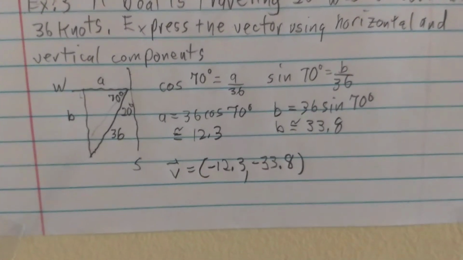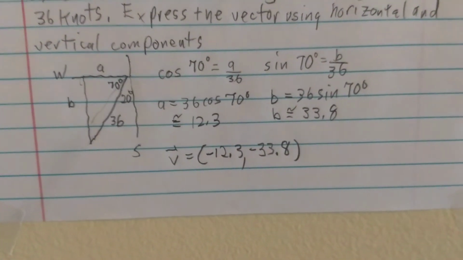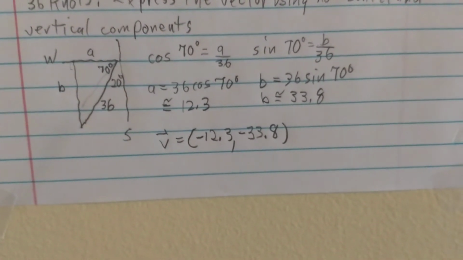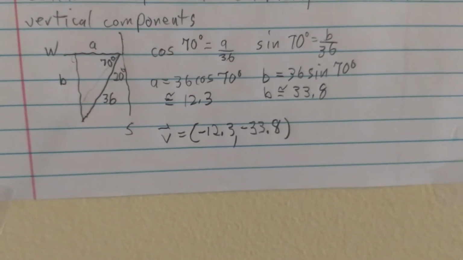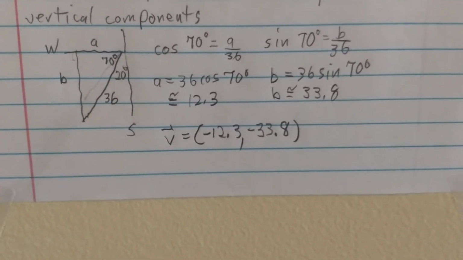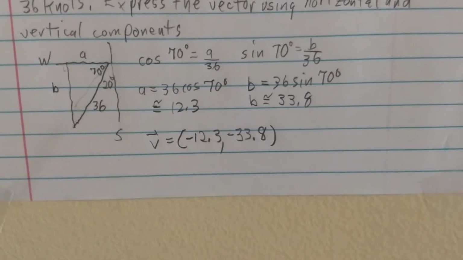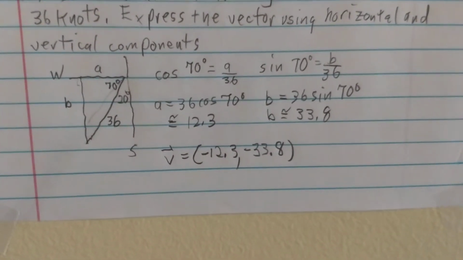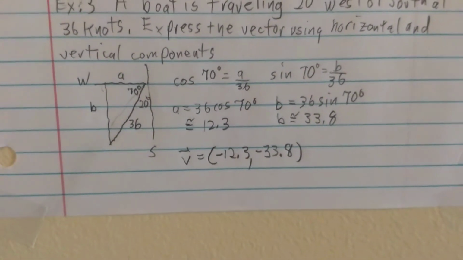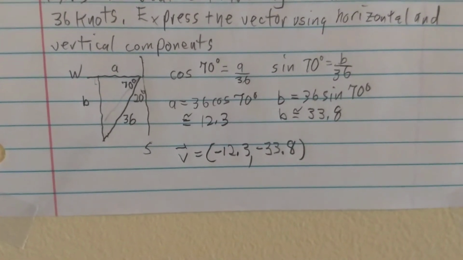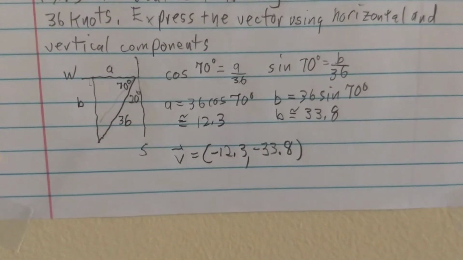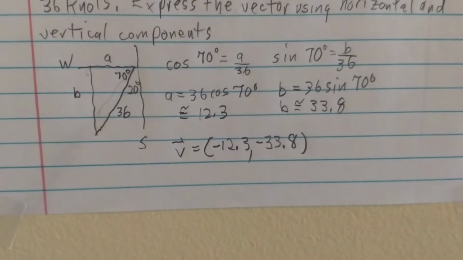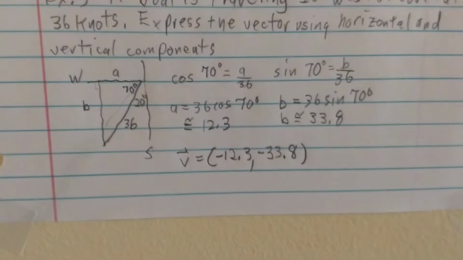So now I can take cosine of 70 is a over 36, and sine of 70 is b over 36. So cross multiplying, a is equal to 36 cosine 70, which is approximately 12.3. B is 36 sine 70, which is approximately 33.8. And now we have to account for the direction, which is left 12.3, or negative 12.3, and down, negative 33.8, which gives us a resultant, or hypotenuse, of the vector of 36.